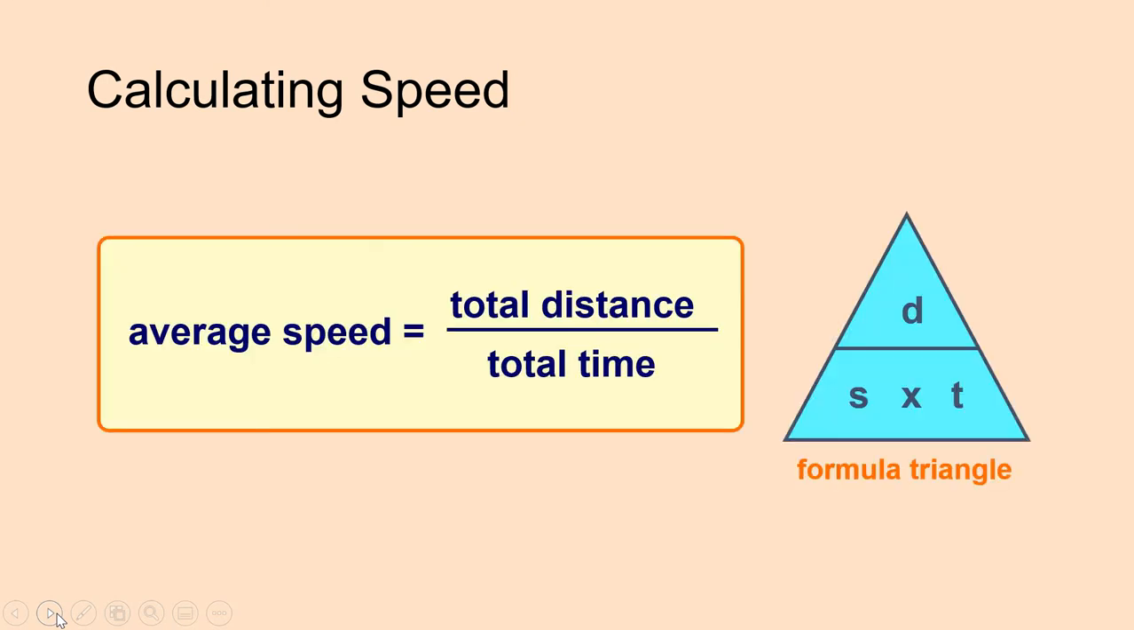This is the equation for calculating average speed. Average speed equals total distance divided by total time. We can show this using this formula triangle where S is speed, D is distance and T is time.